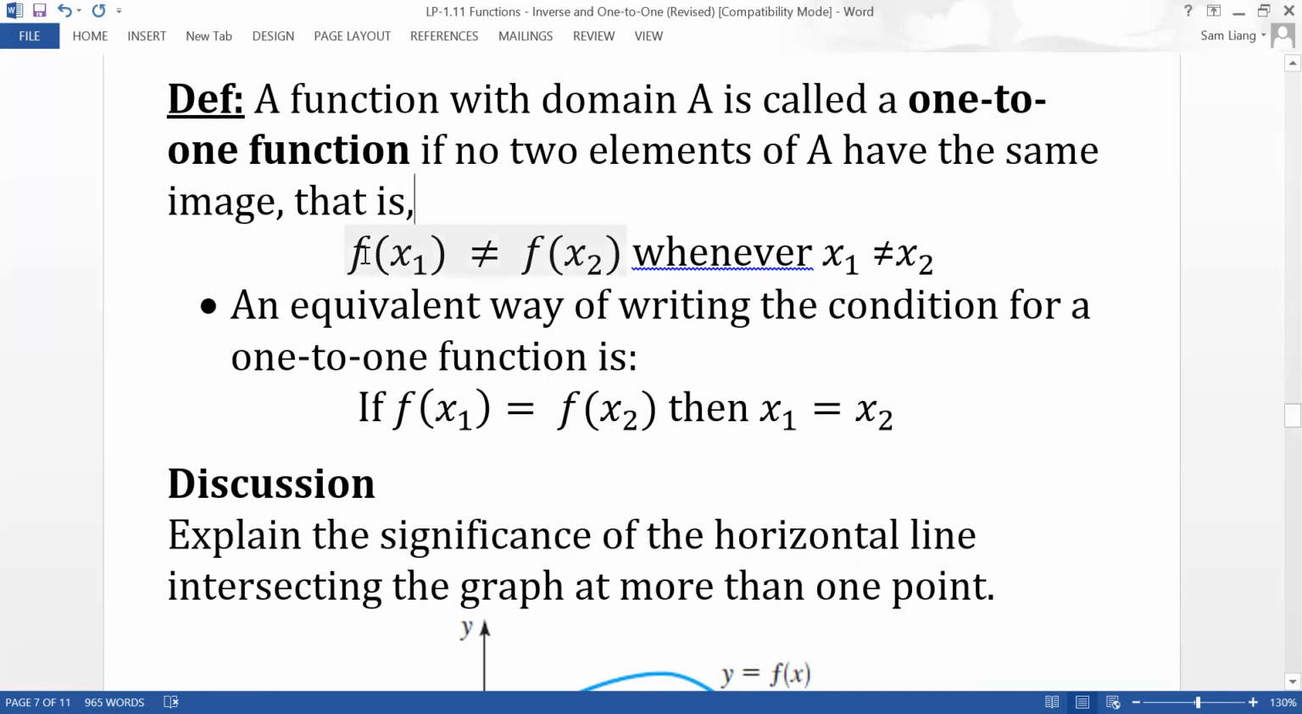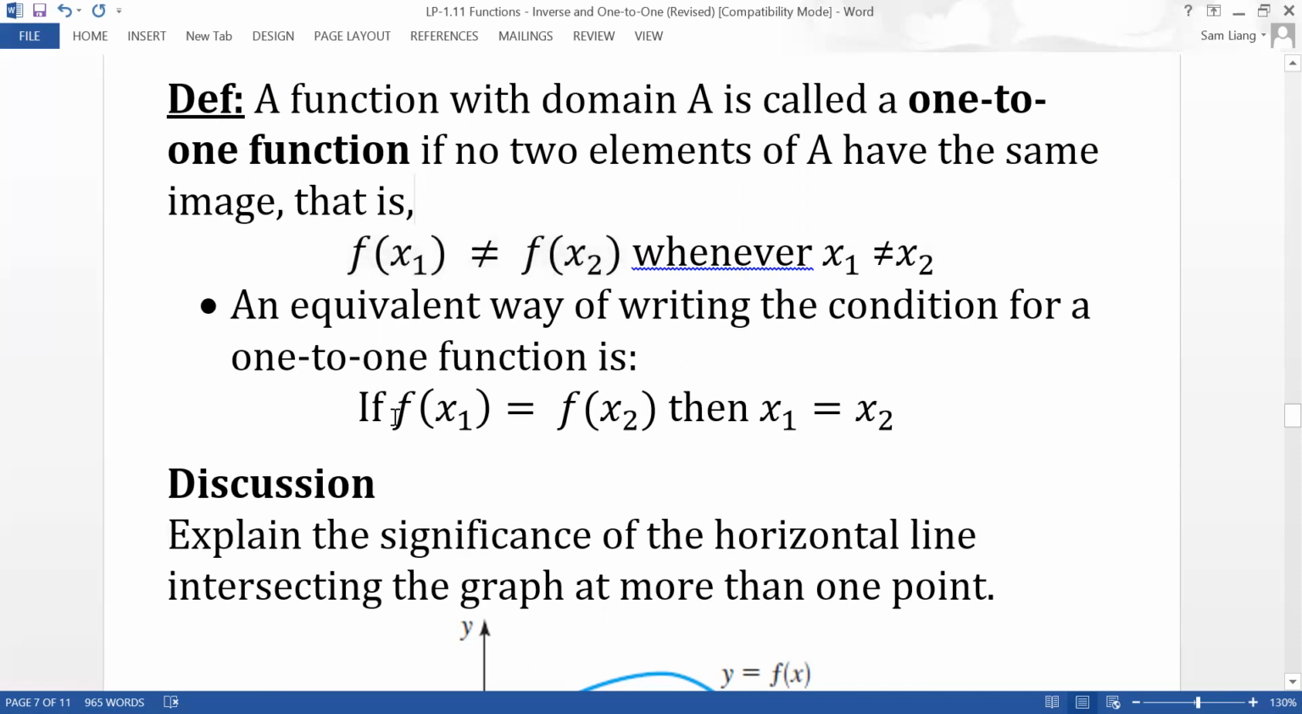So to relate that to this definition, f of x1 is not equal to f of x2 whenever x1 is not equal to x2. Whenever you have two different students, that will mean that they have two different OSIS numbers. So x1 is not equal to x2, that means you have two different Bronstein students. Therefore, f of x1 is not equal to f of x2, right? The OSIS number of person one will not be the same as the OSIS number of person number two.